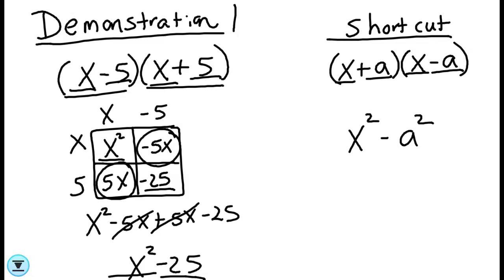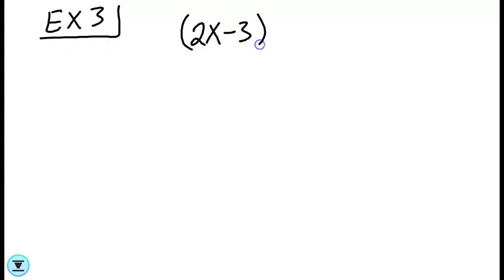All right, so let's go ahead and try to use the shortcut. So now we are going to call this an example. And let's say I gave you guys 2x minus 3 times 2x plus 3. All right, well, notice that they're both exactly the same. It's just that one's a minus and one's a plus. I could do this in the old school way of using the box, and I'll get the right answer, but hey, I want to save time.